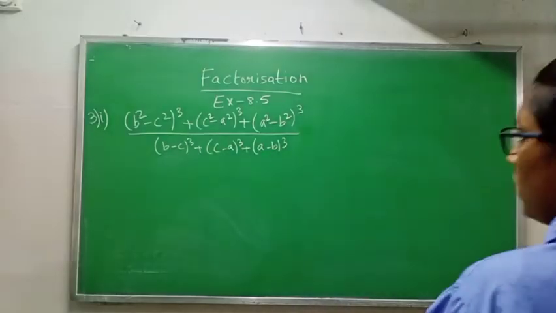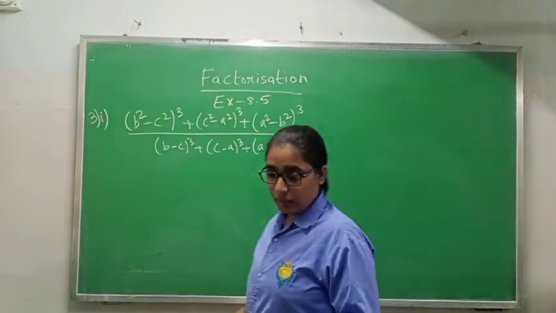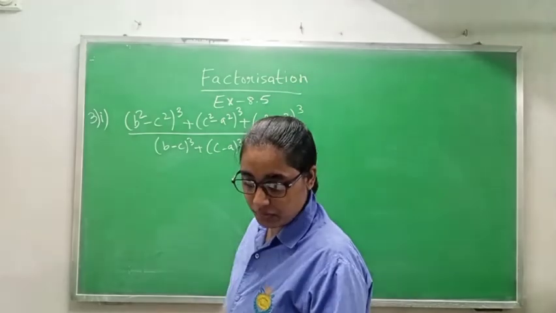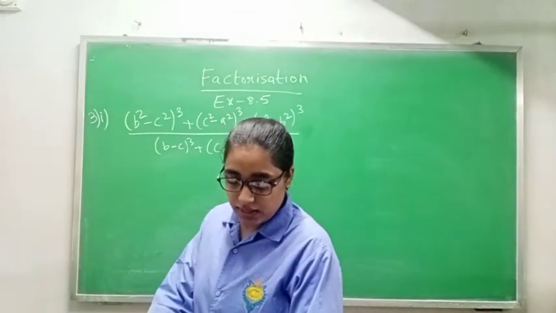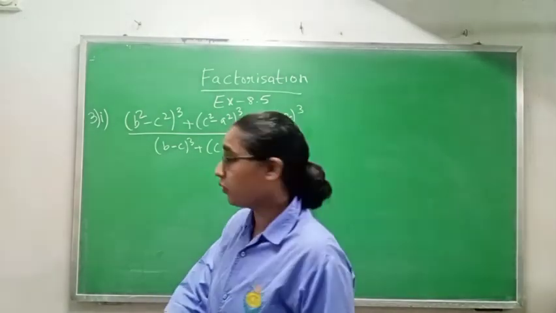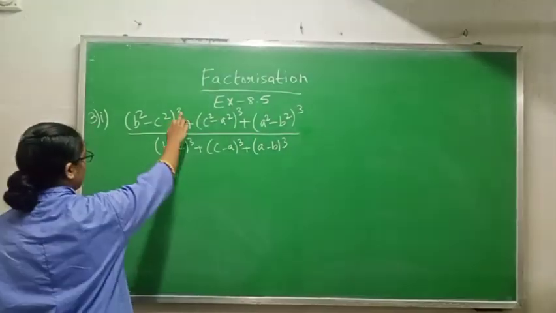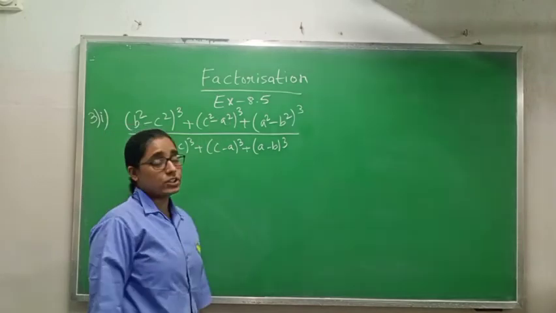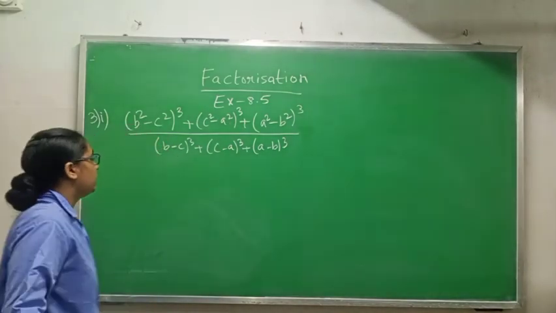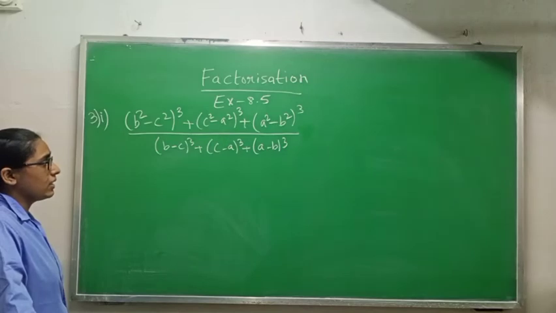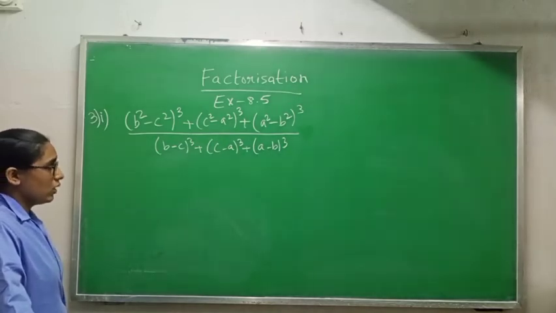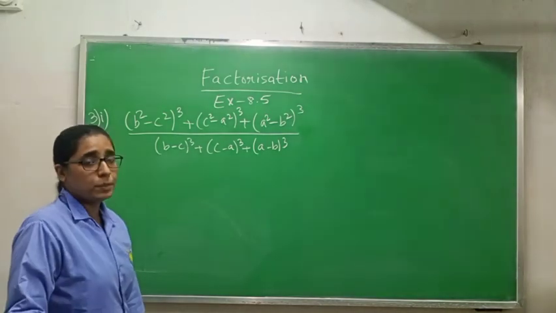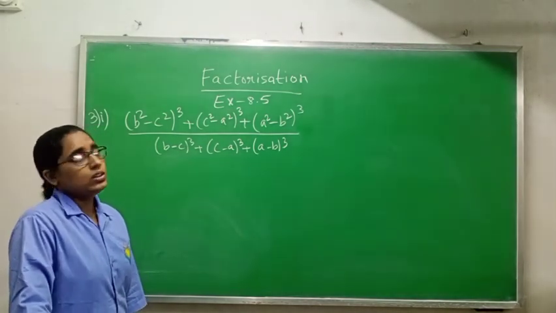Class 9, see question number 3, short answer type question, page number 145. Exercise 8.5. In short answer it is given, let us write the simplest value of (b² − c²)³ + (c² − a²)³ + (a² − b²)³ divided by (b − c)³ + (c − a)³ + (a − b)³. Now how will you find the simplest value of this given term?